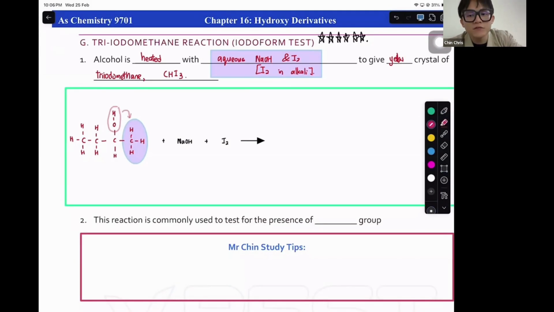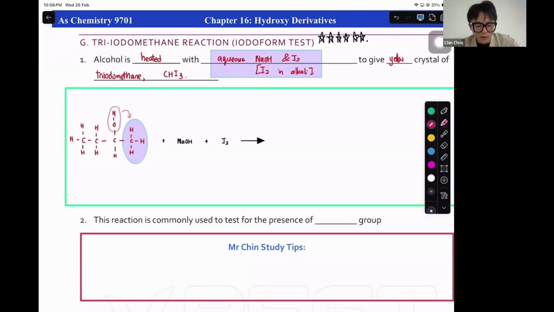So you must have a CH3 next to a COH, guys. A ketone can also be used. Yes, we can also use it for methyl ketone. But methyl ketone, we're going to do next chapter.